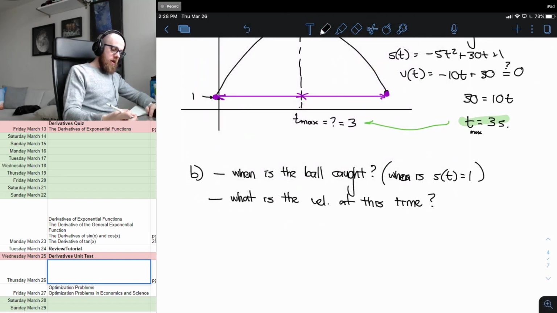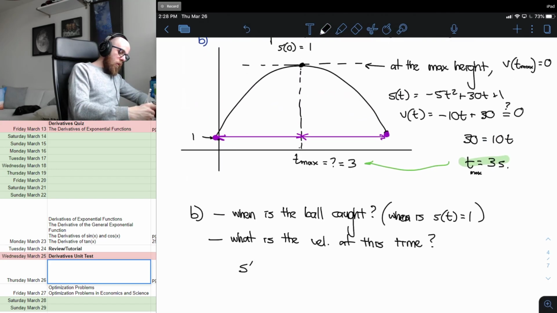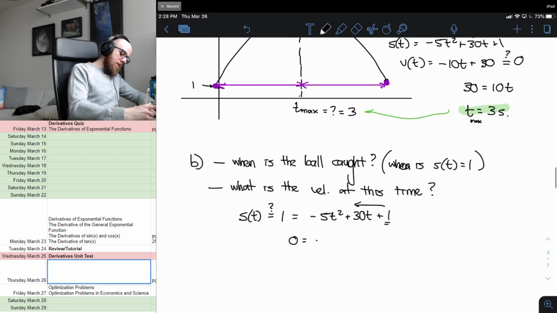So again, I'm interested in when my function s at t is equal to 1. I have negative 5t squared plus 30t plus 1. I'm going to move the 1 over to the other side, and so I get 0 is equal to negative 5t squared plus 30t. And then I factor: 0 is equal to negative 5t times t minus 6.